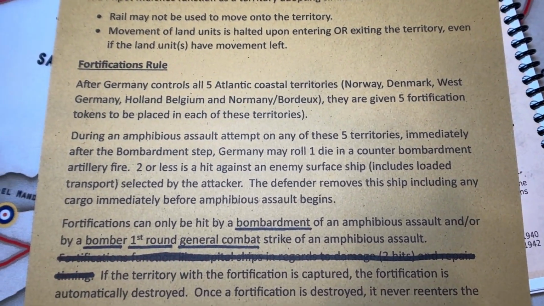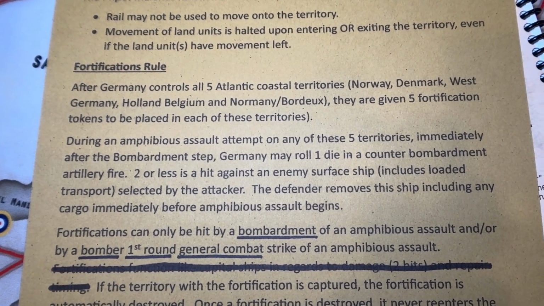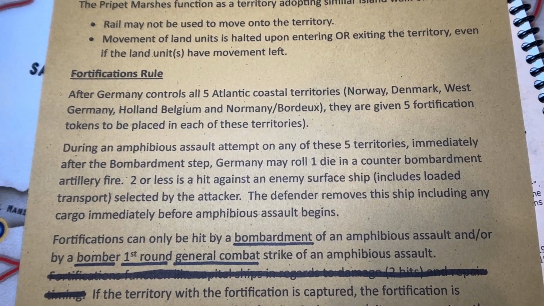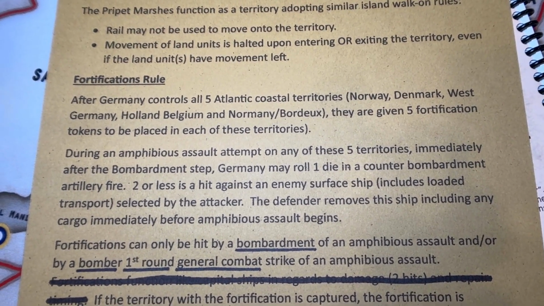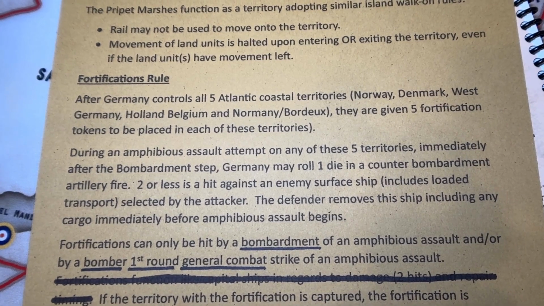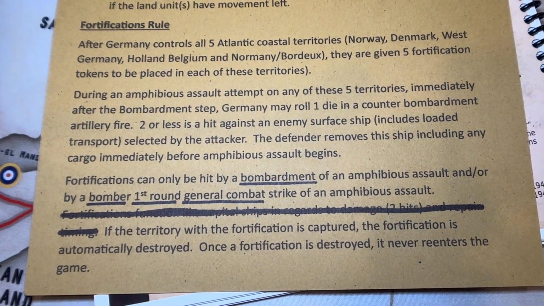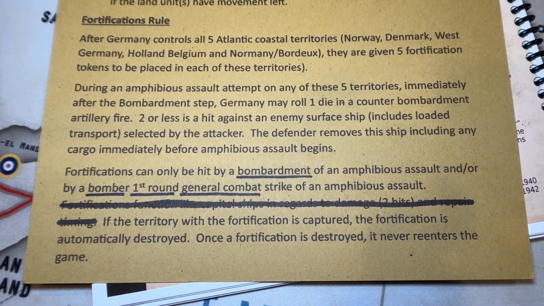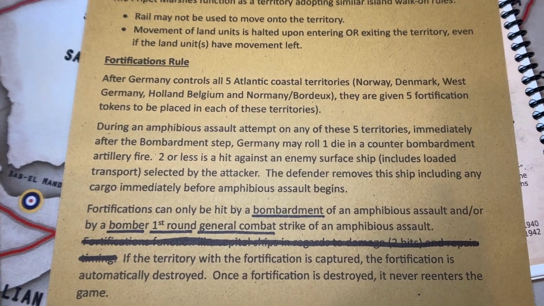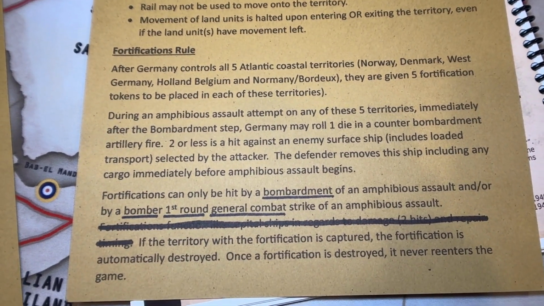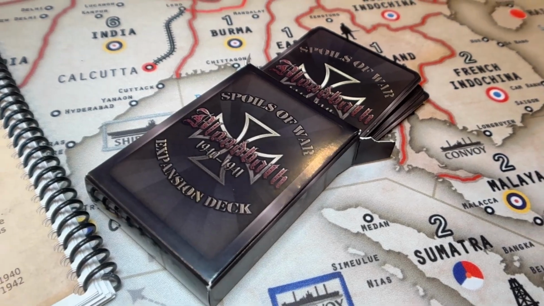And then there's this optional fortifications rule where if the Germans occupy all these border territories on the Western Front, they're given these fortification tokens, which are essentially the pillboxes that we would use, or coastal guns, or whatever you call them in your particular house rule set. But that too just adds a little bit of additional nuance to the game. But wait, there's more.